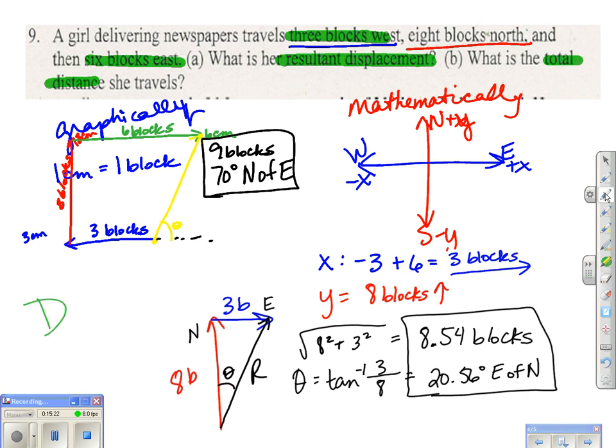distance. So total distance that she took, well, she walked 3, and then she walked 8, and then she walked 6. So her total distance was 17 blocks. So that is one of the differences. Also, a distance is a scalar value, so there's no reason to have directional information on this. All right.